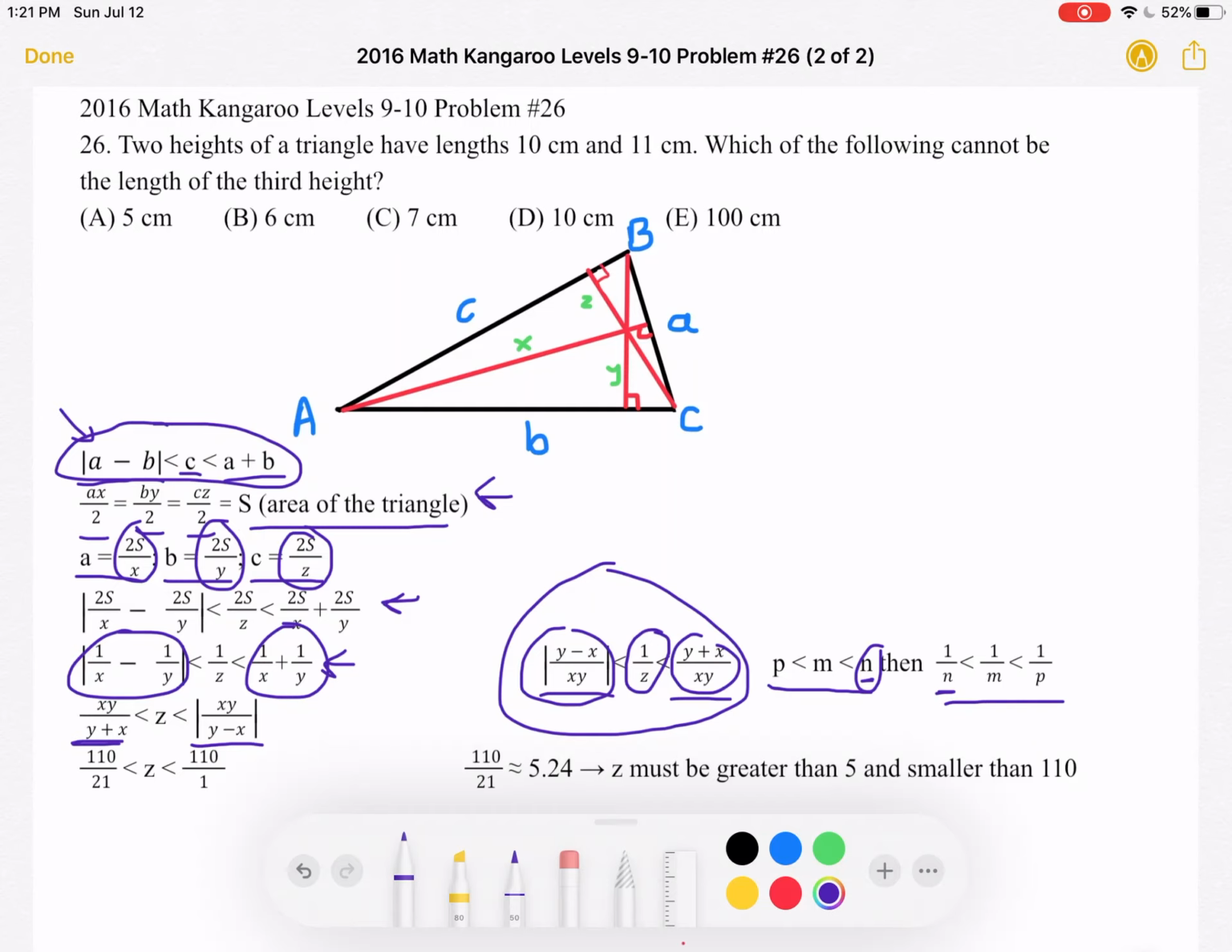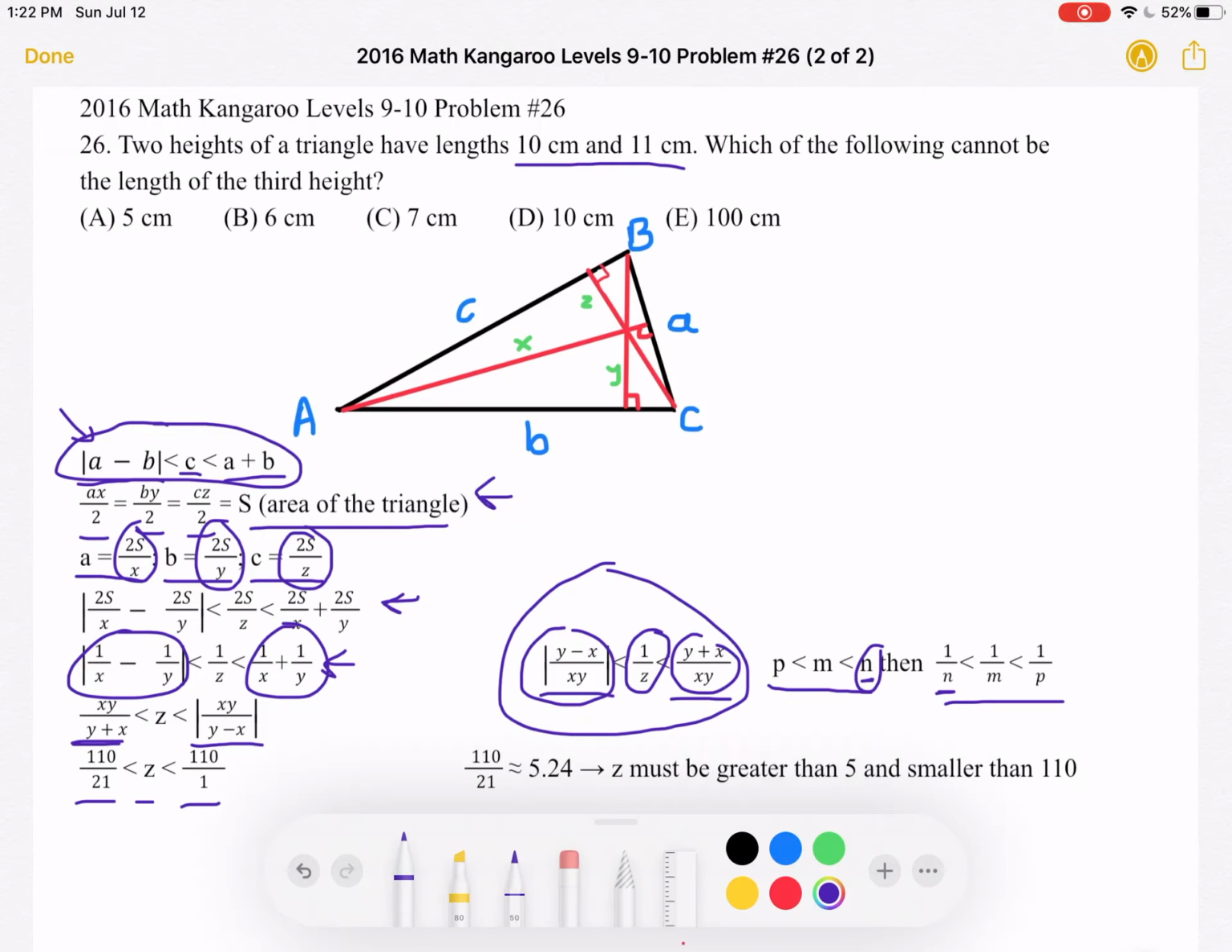Now is when we can use the two values that we have. We can say that x and y are 10 and 11 centimeters, because we know that two of the heights are that. And we can come up with a very nice inequality. We know that xy, which is 110, over y plus x, which is 21, must be less than z, and z must also be less than xy, which is again 110, over y minus x, which is 1. And the absolute value of that will be 110.